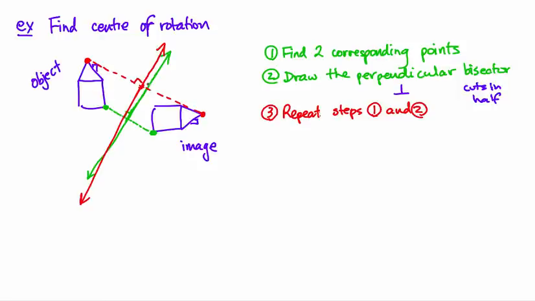If you find that it's not working for 2 points, do 2 more points. No matter which 2 points you end up picking, so you just have to make sure you get the corresponding ones, the perpendicular bisectors of all of those lines will all meet at 1 point. So I've actually repeated step 1 and 2 3 times. I did 1 and 2 in green, then I did it again in red, then I did it again in purple.